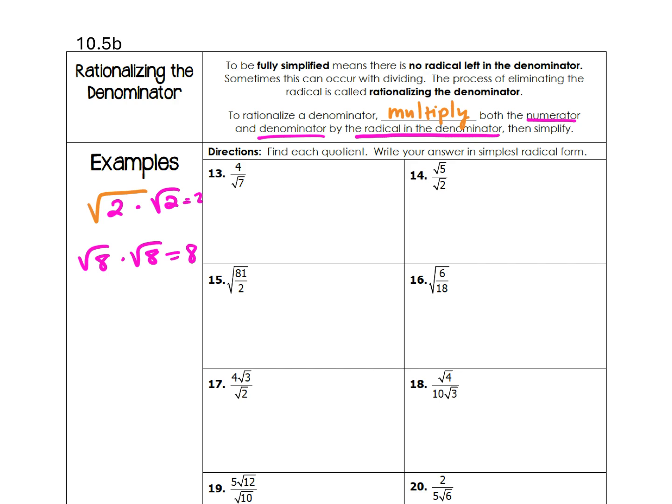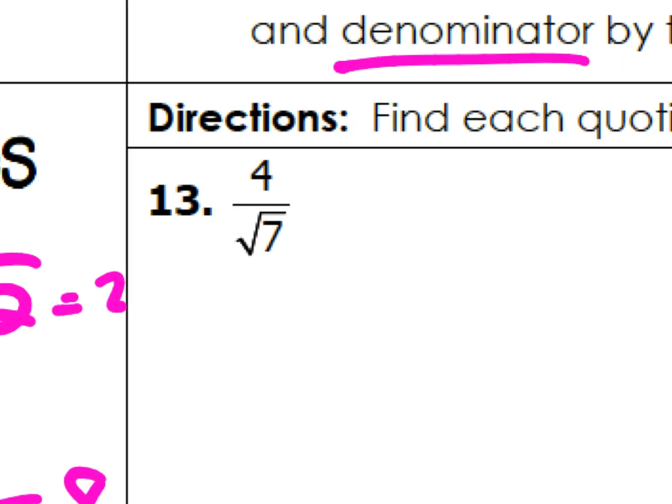Here's what we do. Currently, I have 4 over the square root of 7. Is that allowed? Why not? Why? What's not allowed? No radical in the denominator. Okay, so this is not a good answer. It has a value. It's just not written well. We're not going to change the value. We're going to change how it's written. So we're going to multiply by the number 1. So this needs to equal 1.